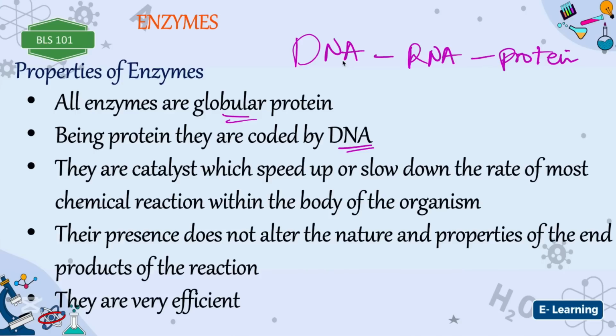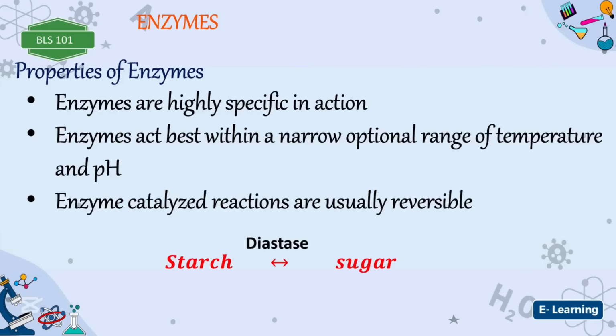They are catalysts which speed up reactions. Now, they could also act as inhibitors. Are you getting it? They are catalysts which speed up, or inhibitors which slow down, the rate of reaction within the body of the organism. But most times they usually act as catalysts, catalyzing various reactions. Their presence does not alter the nature and property of the end product of the reaction. They are very efficient. All these are properties of enzymes. Now, we say enzymes are also highly specific in action. I've explained that. That is the specificity. And enzymes act best within a narrow optimum range of temperature and pH.